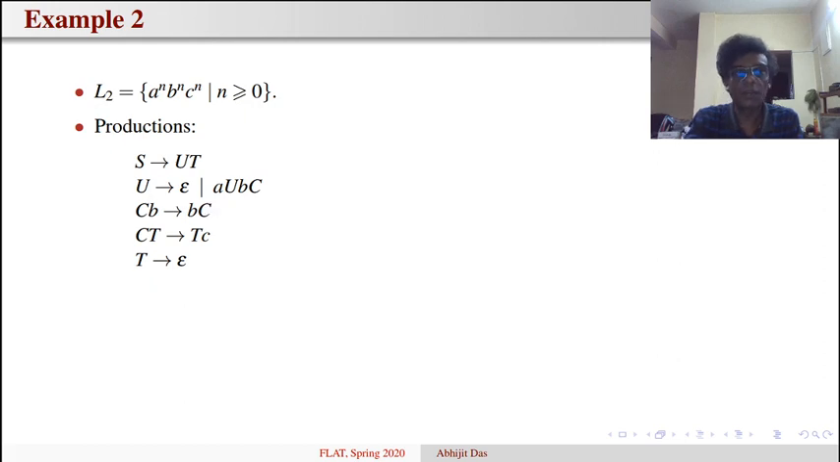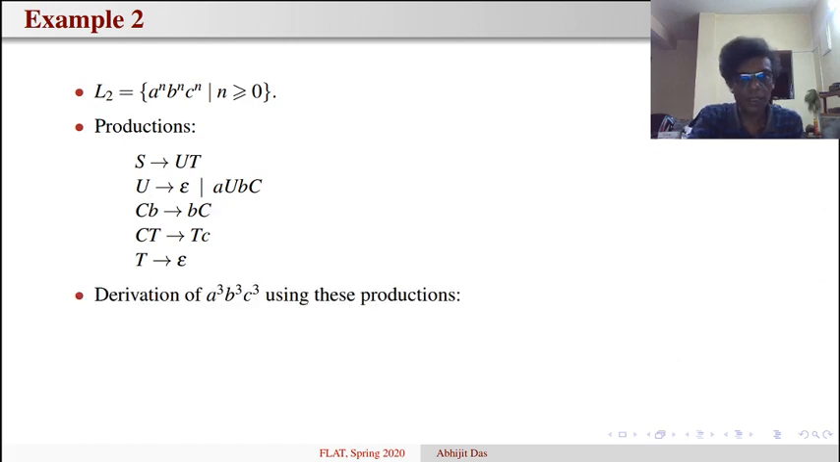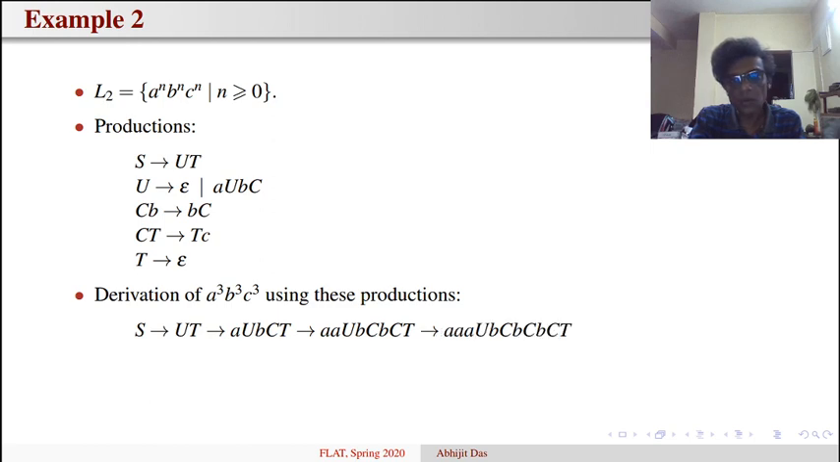Let us see an example: a cube, b cube, c cube. S goes to U T. So n is 3. You will generate a U b C, another a U b C, then a U b C, and so on, giving b C b C b C. Eventually U will vanish.